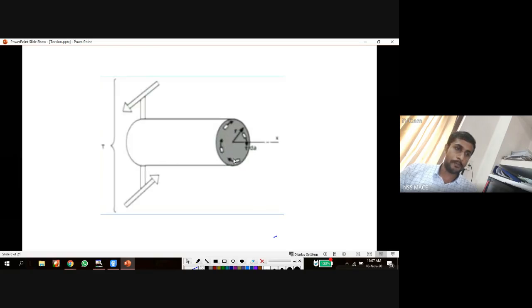For that, I am explaining this in this cross section. Every cross section of this, or every element, is subjected to shear force. So here we consider this cross section. I am taking this cross section. So this is that cross section. In this cross section, some shear force is developed.